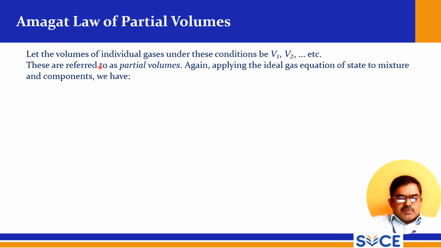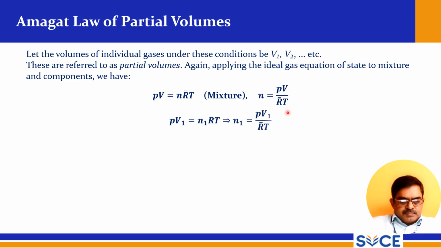Let the volumes of individual gases under these conditions be V1, V2, etc. These are referred to as partial volumes. As we saw with partial pressures, here also partial volumes exist. Again, applying the ideal gas equation of state to the mixture and components, we have PV equal to nRT for the mixture, so n can be calculated as PV by RT. PV1 equal to n1 RT, so n1 can be calculated using PV1 by RT from this equation.